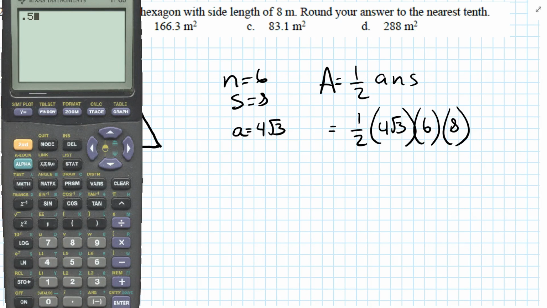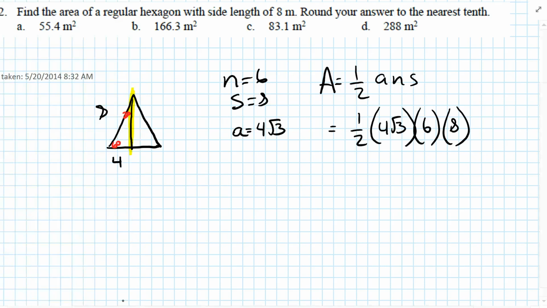So we got 0.5 times 4 times 6 times 8 times the square root of 3. Enter. 166.27. Answer is B.